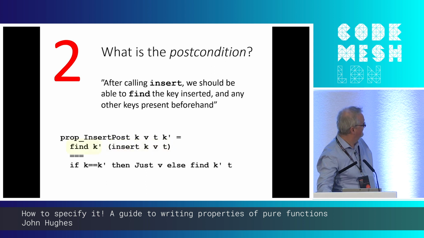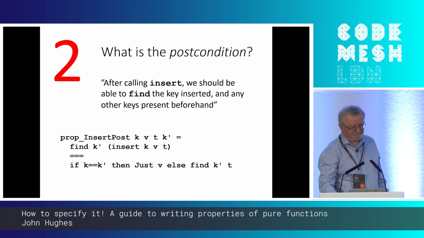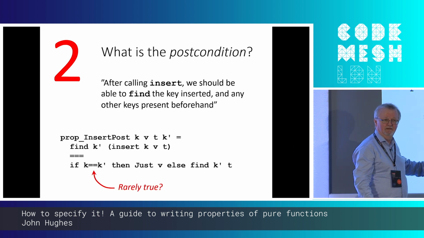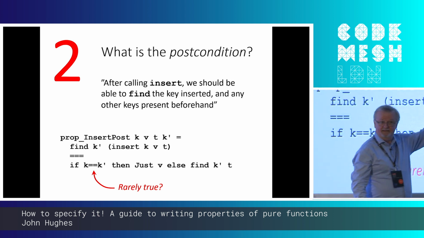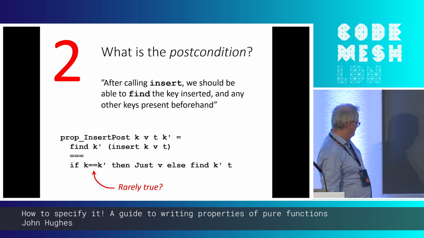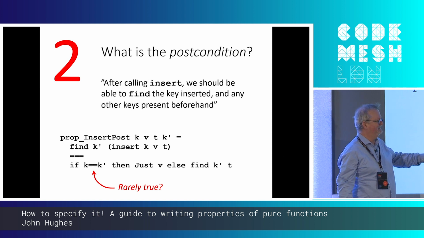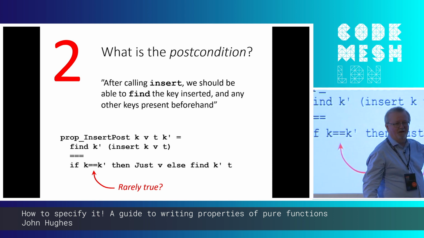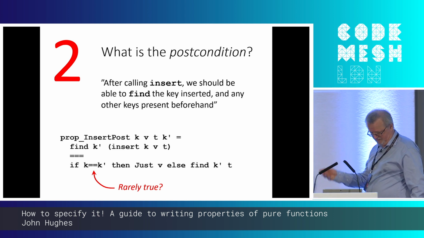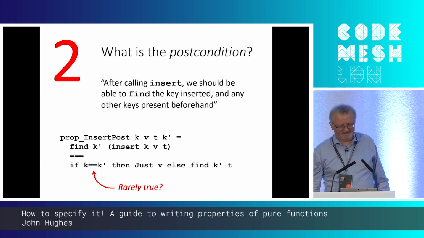There we are. The one thing you might wonder is, how often will these two keys be equal? Because they're chosen independently. And the answer is occasionally, maybe about 5% of the time. So a lot of our tests here are going to be testing that insert didn't corrupt any other keys in the tree. It's important to test that. But you might question whether the balance of effort here is really appropriate. Anyway, let's not worry about that.